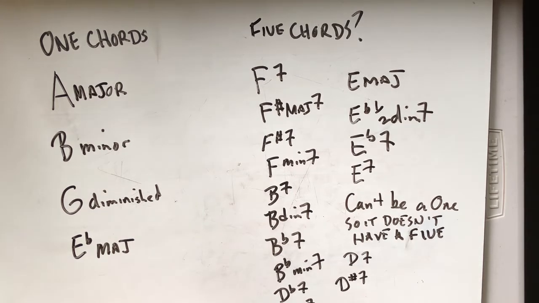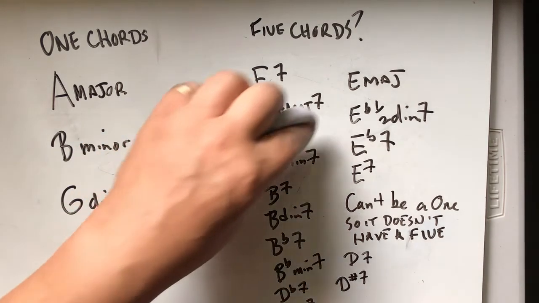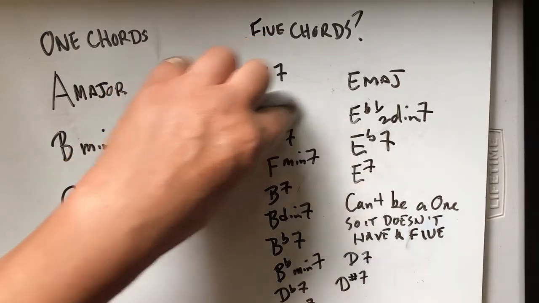And the way you do it is you find the 5. And then you remember that 5 chords are major triads or dominant 7 chords. Okay? 5 chords can only be major triads or dominant 7 chords. All right? So I'm going to make this easier to begin with. See this F sharp major 7? That's not a dominant 7 chord. It can't be an answer.